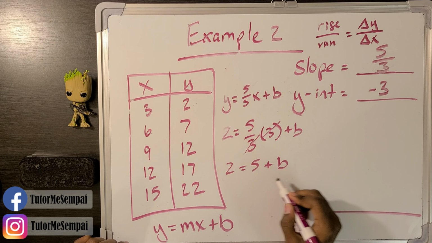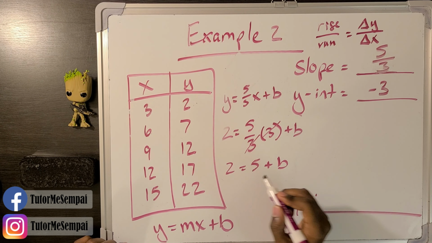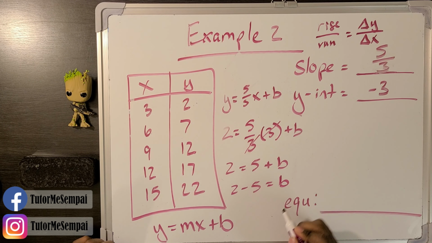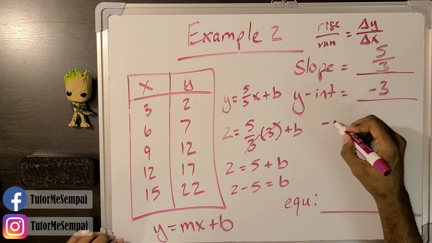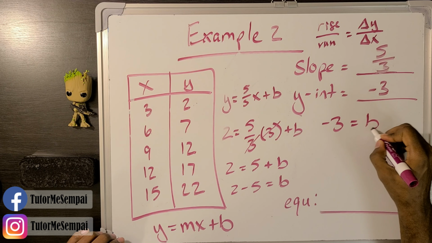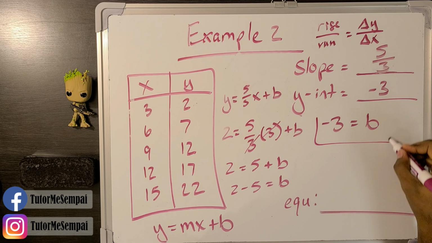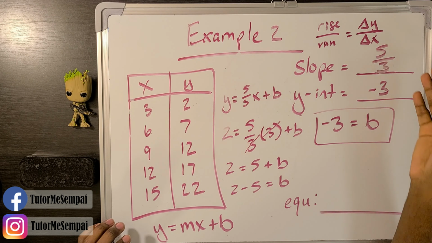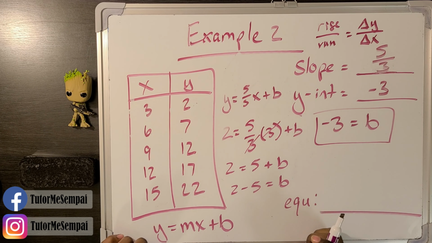Well, you have to get b by itself. So subtract 5 from both sides. 2 minus 5 equals b. Well, what's 2 minus 5? Well, 2 minus 5 is going to be a negative 3 equals b. So now we see it doesn't matter how your points are. As long as you know your slope, you can find your y-intercept. Now you see why I want to find slope first and then find our y-intercept.